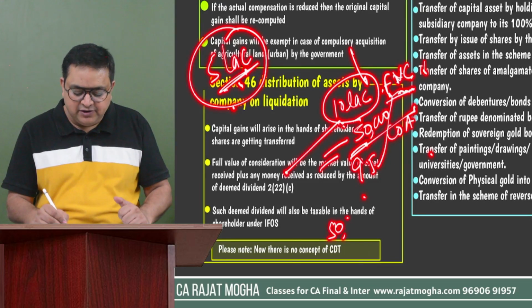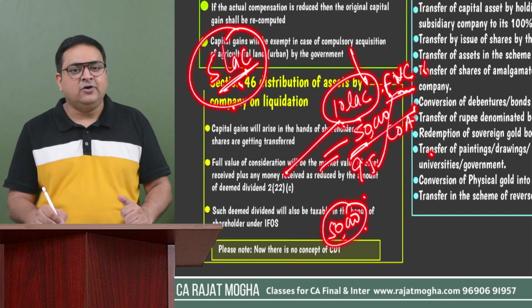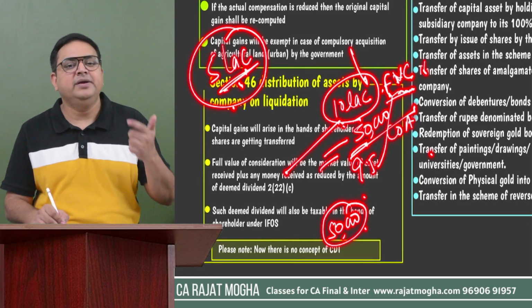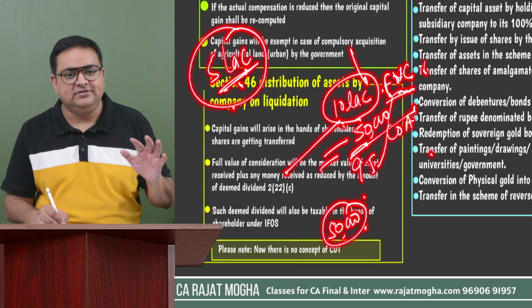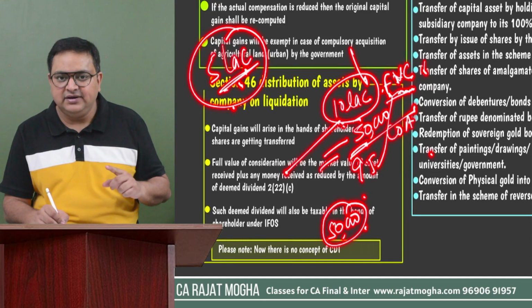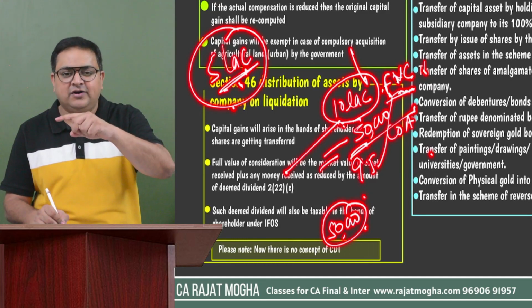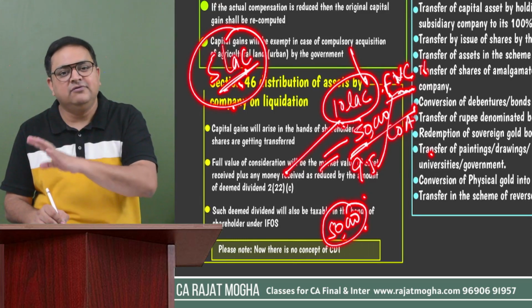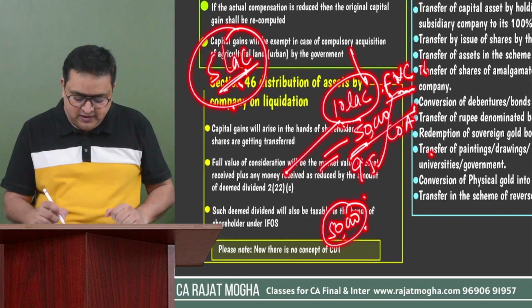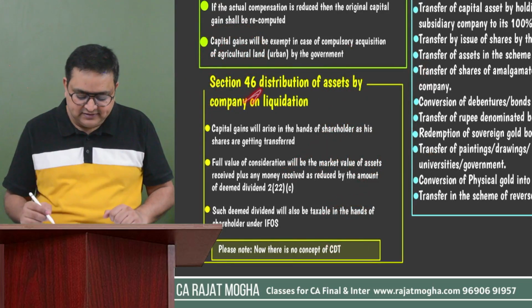And this 50,000, what will be the treatment for this 50,000? This is a kind of deemed dividend. It will be taxable under the head income from other sources. So 50,000 will become my income from other sources. 9.5 lakh minus cost of acquisition, or indexed cost of acquisition, will become my capital gain, right? So this was again important, section 46.